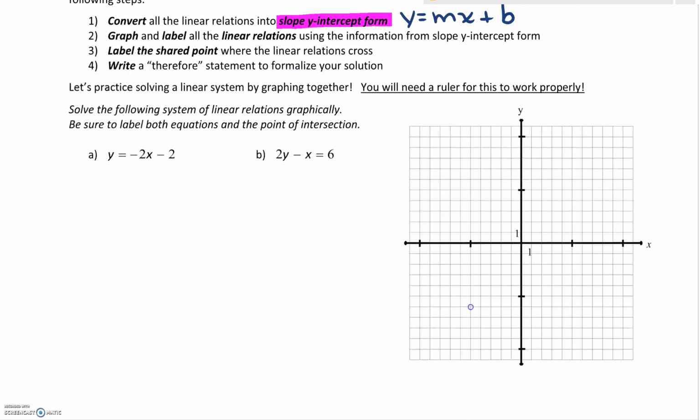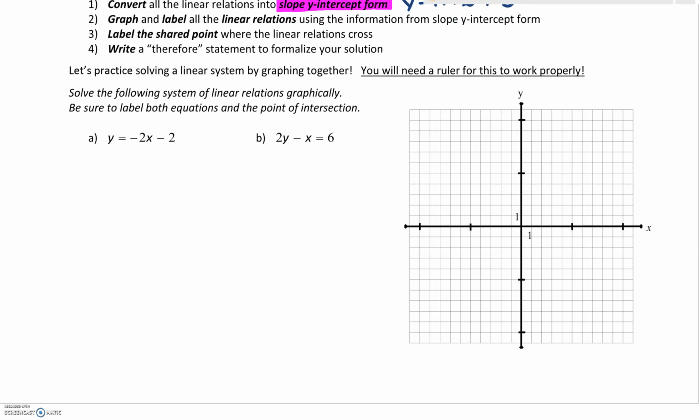I think we're just going to get started with an example, and we're going to try to solve, which means to find the point where they meet. We're going to do it with a graph. We have the first equation already in y equals mx plus b. So we're just going to label our m, which is -2, and our b, which is also -2. Remember that the slope is rise over run, and we have to create a run here. If there's no run, you just put it over 1.